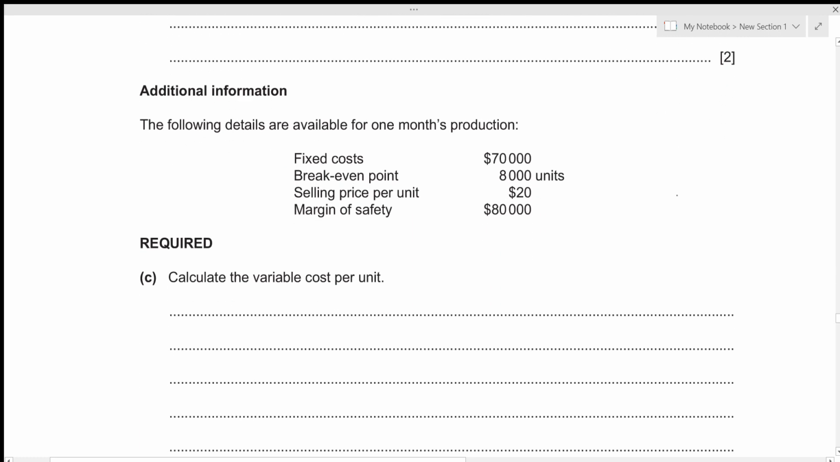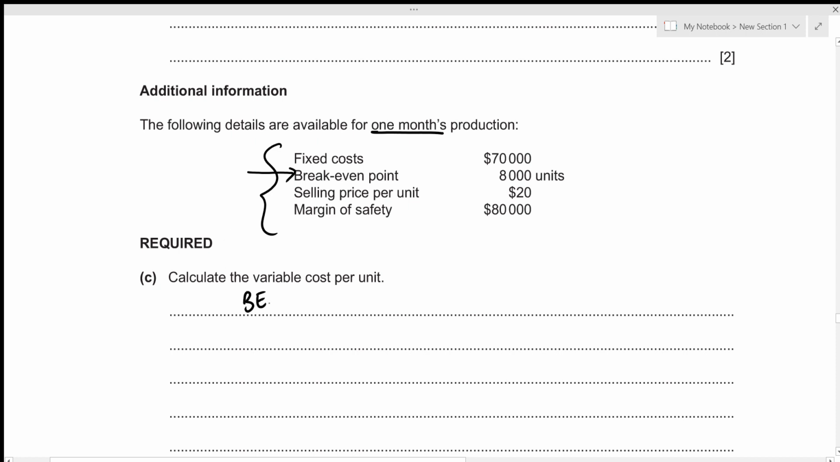We are given additional information. The following details are available for 1 month's production. We are given the fixed cost, break-even point, selling price per unit, and margin of safety. Now for the third part of this question, we need to calculate the variable cost per unit. Okay, so we need to figure out our variable cost incorporating these values. So we can see that we're given break-even point, right? So we will be utilizing the formula for break-even point in order to figure out our variable cost.